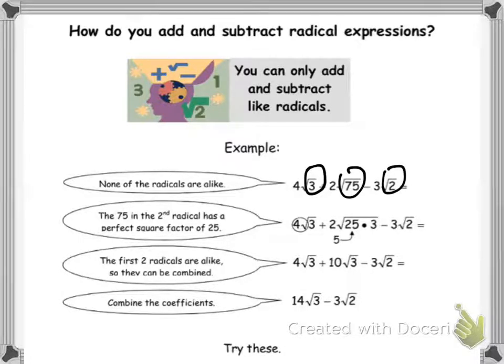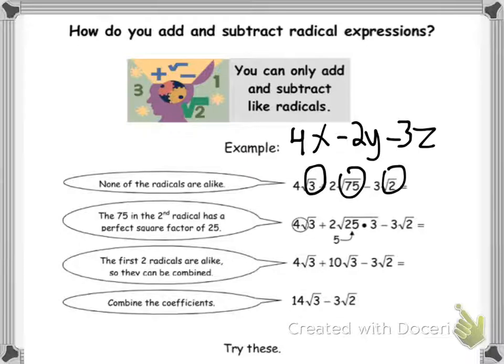Those are kind of like x's or y's. So if you had x's and y's there, that would be like 4x minus 2y minus 3z. You cannot combine those terms because they're not like. Same thing goes when you're looking at radicals. But the difference here is you can simplify some that can be factored.